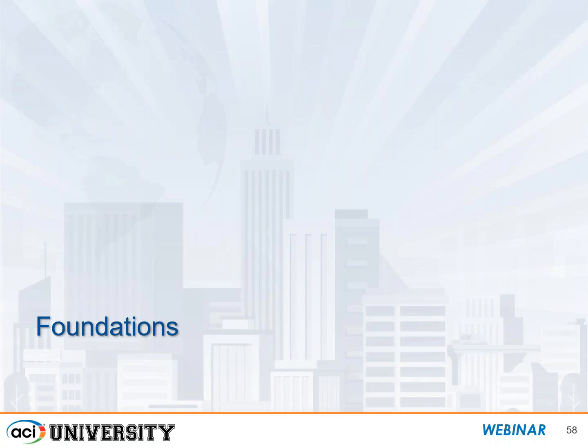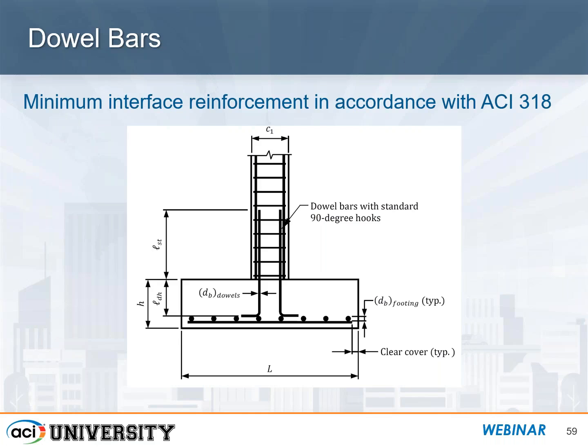So finally, in our remaining time we have today, let's go over foundations, and we'll look at both shallow and some deep ones as well. As you know, ACI 318 requires a minimum amount of interface reinforcement between the supported element, could be a wall or a column shown here, and the footing itself.